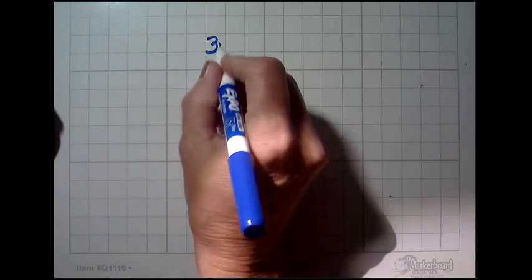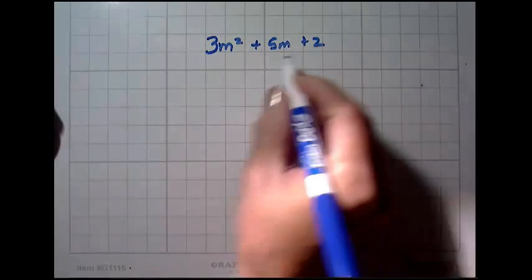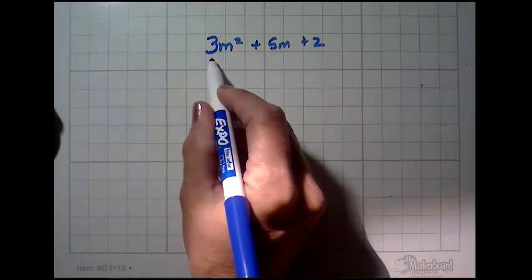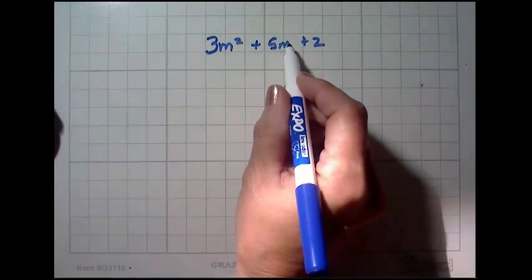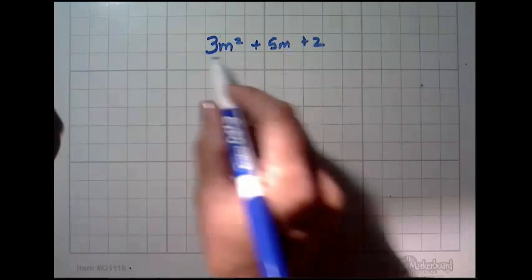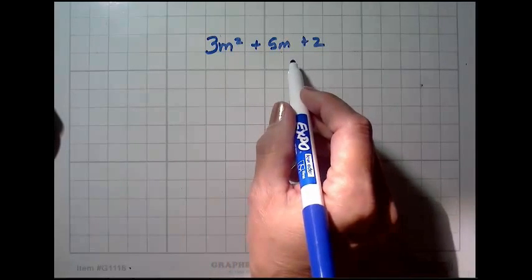Let's start with 3m squared plus 5m plus 2. And just as a quick reminder, the 3, the number that's in front of the m squared, or the variable squared, is considered the a term. The number that's in front of the variable with no exponent, only exponent 1, is the b term. And the number without any variable at all, called the constant, is c. A, B, C. So just like factoring quadratic equations when a equals 1, we're going to do the same thing, but we have a couple of extra steps first.